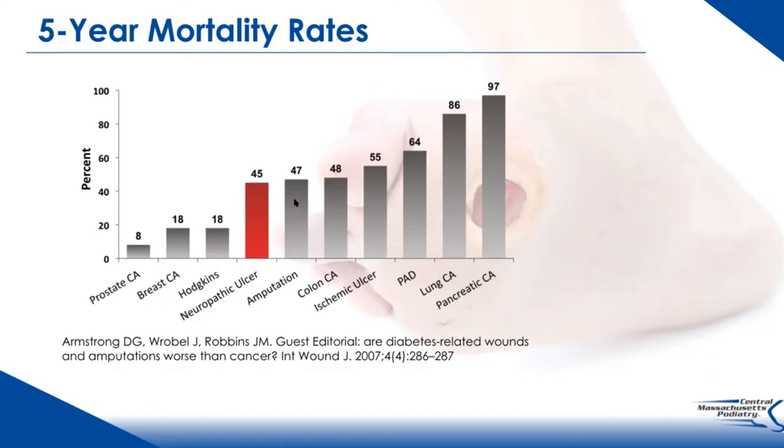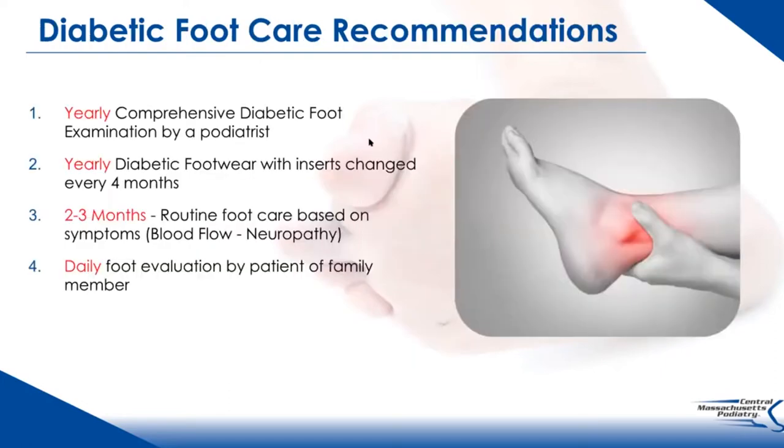In 5 years, people that have amputations, it's only the tip of the iceberg, that's the reason, because it's not just the amputation or just the ulcer, but they probably have neuropathy, probably have kidney issues, they probably have a lot of other things. So it's very, very important to keep an eye on this.